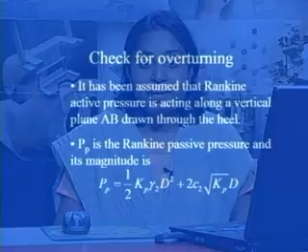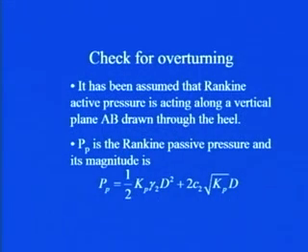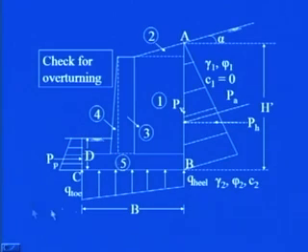And your passive pressure, you have already seen it in the previous lectures. It is Rankine's passive pressure, and its magnitude is half Kp gamma 2 d square plus 2C2 square root of Kp into d, where d is the depth of placement of the base slab of the wall below the ground surface. You can see in this figure that this is the inclined backfill at an inclination of alpha from the horizontal. This is the depth d.